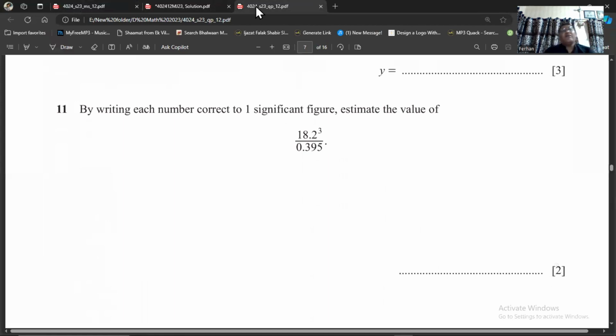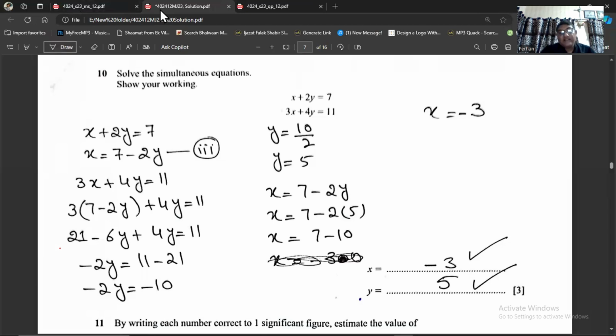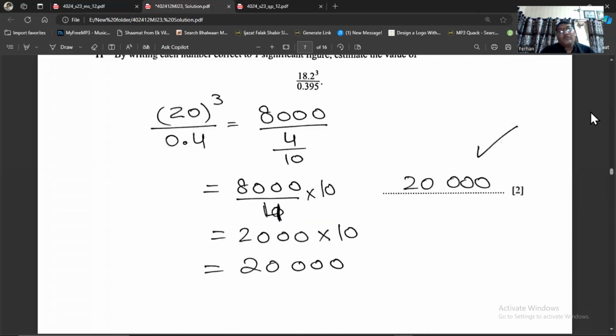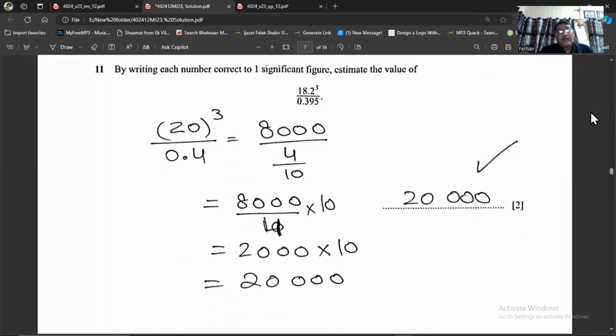Okay, so now we are on question number 11. It says, by writing each number correct to one significant figure, estimate the value of 18.2 whole cube over 0.4. I will write it as 20 whole cube over 0.4, and then I am very easily able to do the calculation. So here we go. You will have 20 cube divided by 0.4.